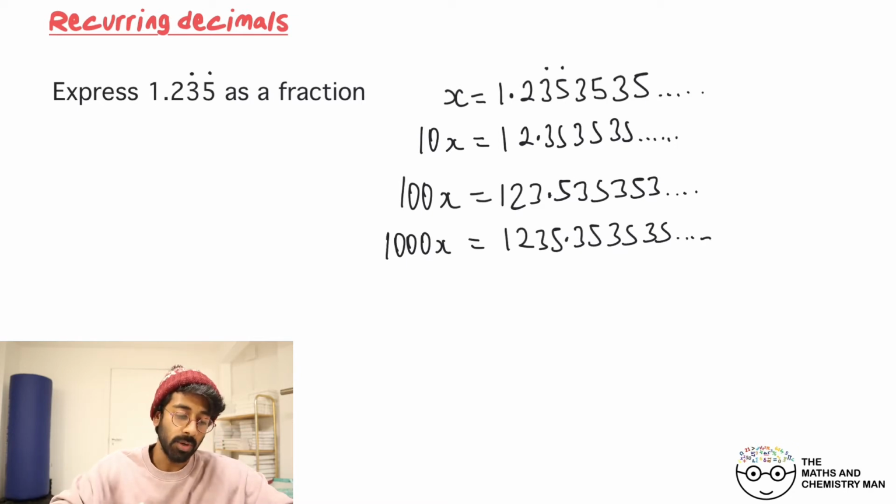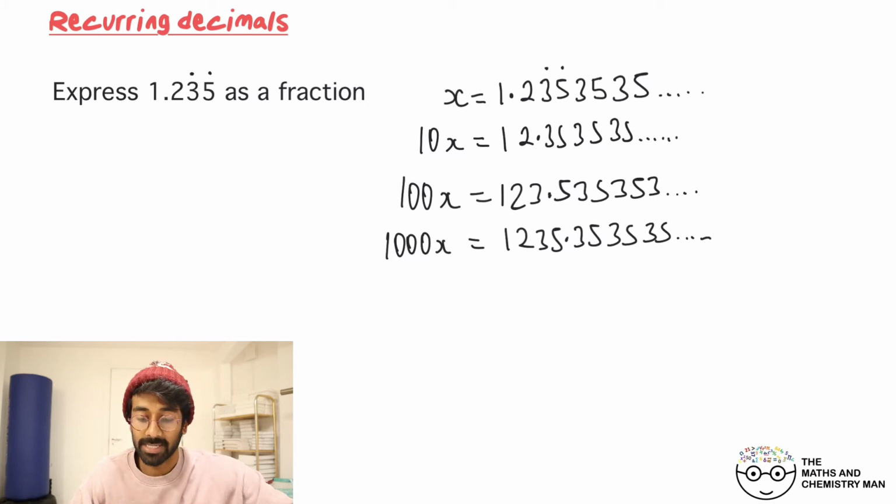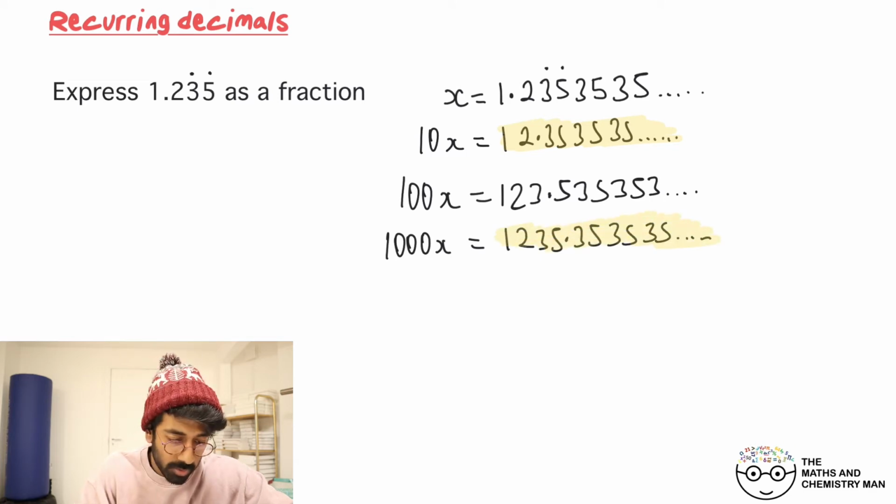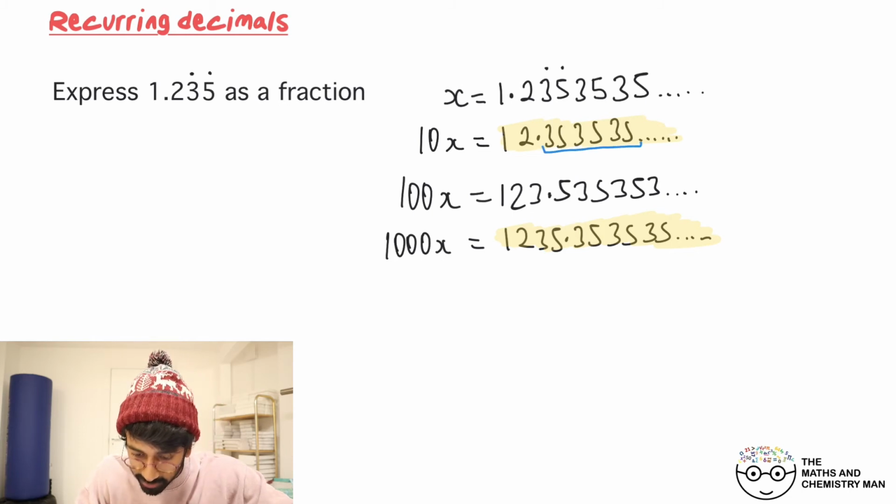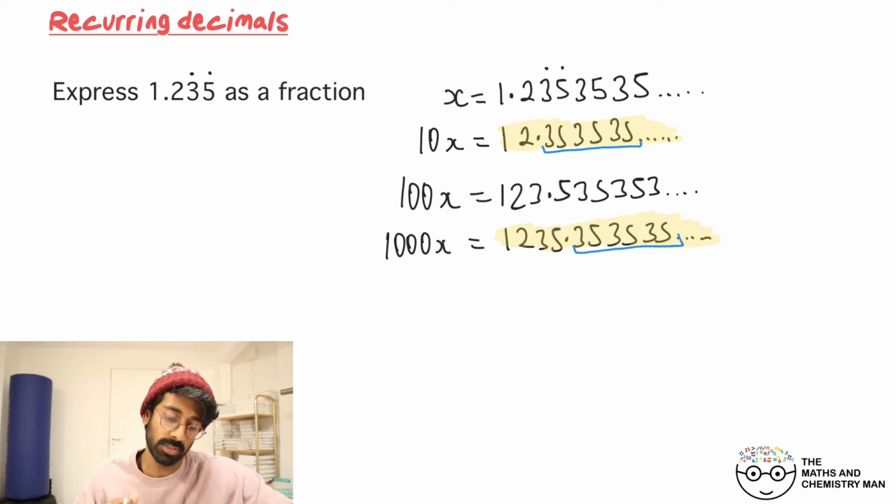Okay, now what I want to do is go through all the numbers that we've just created and look for the ones where the numbers after the decimal point match up. So if you look at 10x and look at the number here, and for 1000x, look at the number here, what you'll see is that after the decimal point, we've got 353535, and for this one, 353535. This is what we want to see, okay?